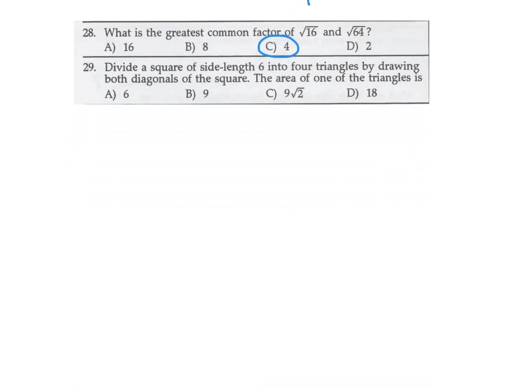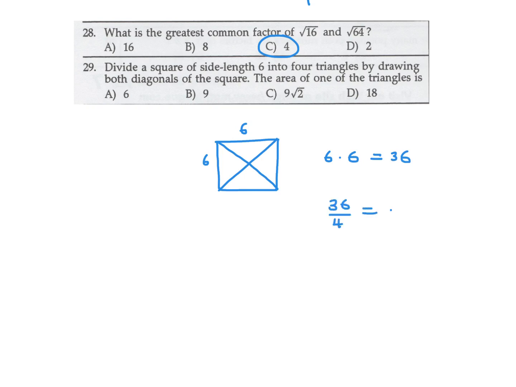Divide a square of side length 6 into 4 triangles by drawing both diagonals of the square. The area of one of the triangles is... Okay, so that's the diagram, and we want 2 diagonals. The full area of the whole square would be 6 times 6, which is 36. Now, if we divide it into 4 triangles, they're equal in area, so each of them would be 36 divided by 4, which is 9. So 9 would be B for number 29.